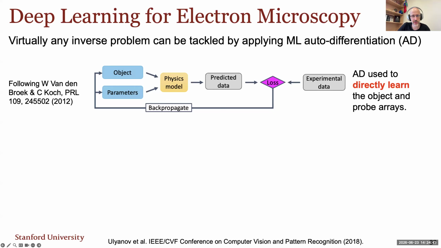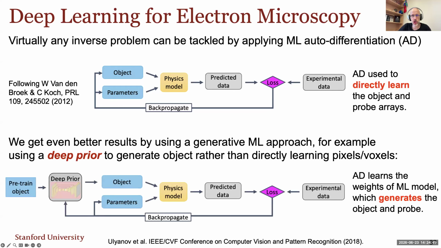So this is not what my group tends to do, though. We use a different model from the machine learning literature. We use a generative machine learning approach. So the idea is to select a deep prior of some type and then use it to generate your object, or your object and the probe, rather than directly learning on the pixels or the voxels. So you can see the model is very similar.